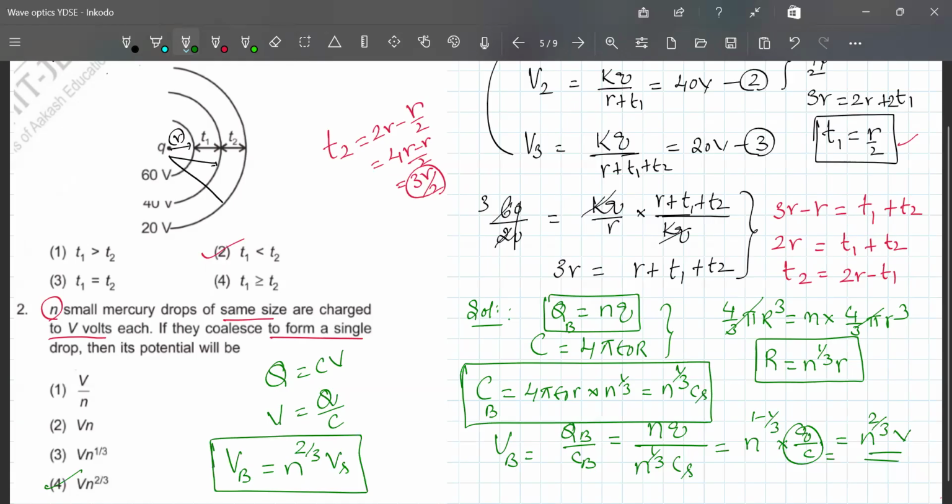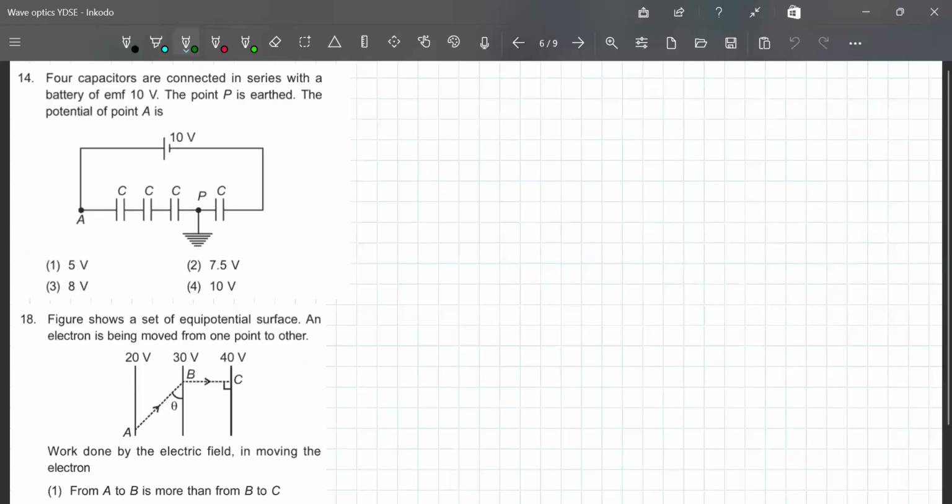Okay. Now let's see the next problem here. 4 identical capacitors are connected in series. The potential given here is 0 volt. Grounded means the potential is equal to 0 volt. Whenever we connect it to the ground, the potential there is equal to 0.